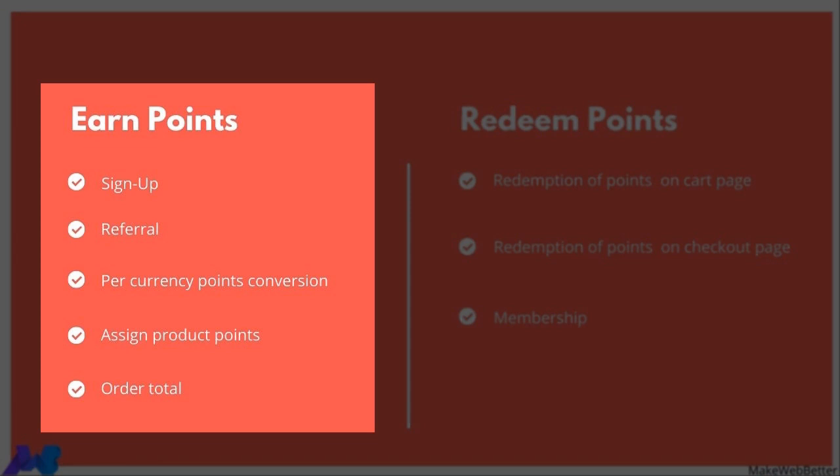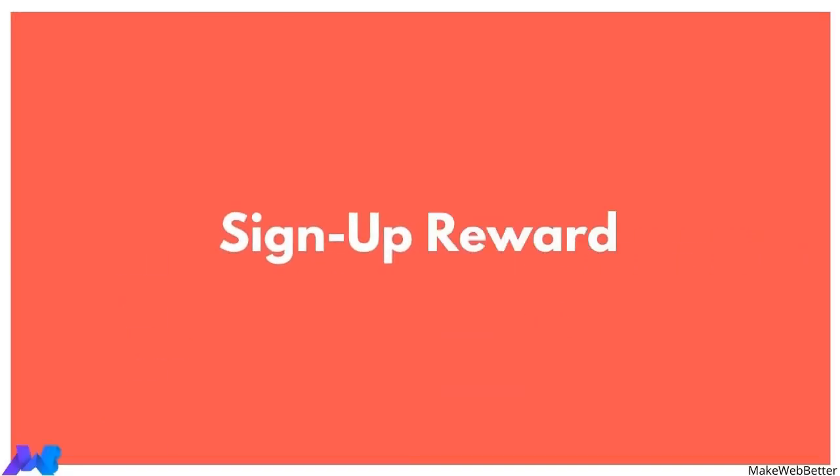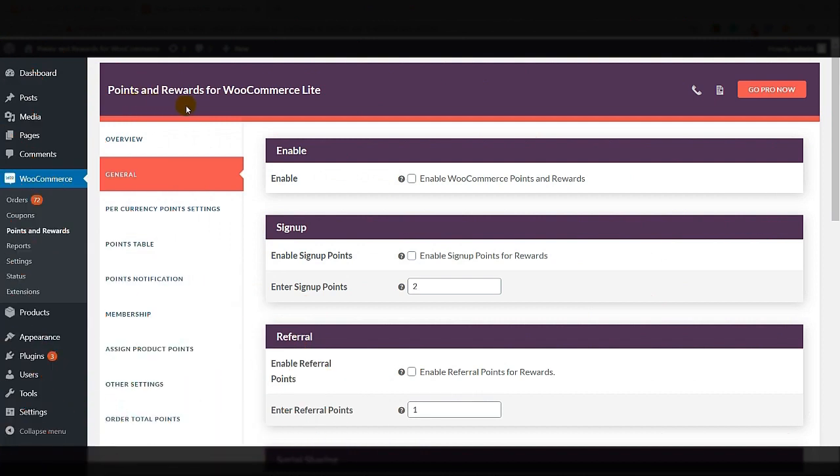We'll discuss the working of Points and Rewards for WooCommerce. This plugin will help all your customers to earn points on sign up, referral, through per currency points conversion, through assigned product points, and last on order total. It will help them redeem all their earned points on the cart page, second on the checkout page, and third with the help of membership level.